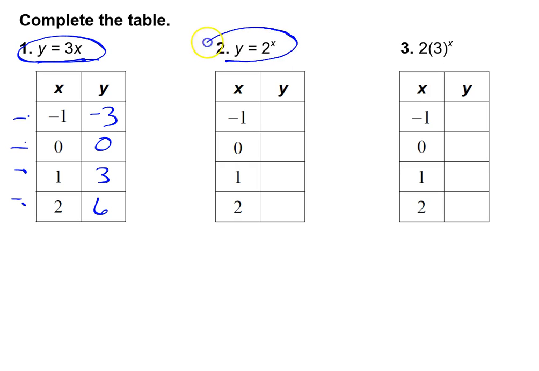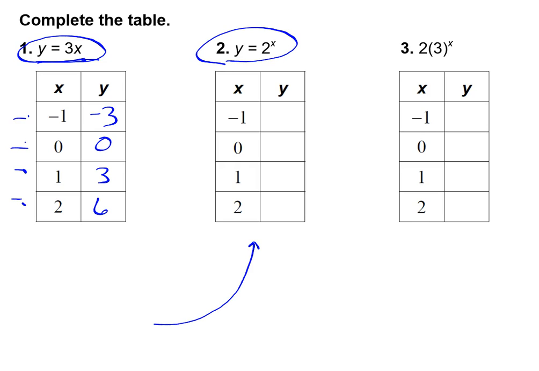Okay, this one, however, what's different about number 2? The exponent is a variable. So not just does it have an exponent, but the exponent itself is a variable. So this is not going to create a line. This is going to create an exponential function, which is a curve that looks more like this.